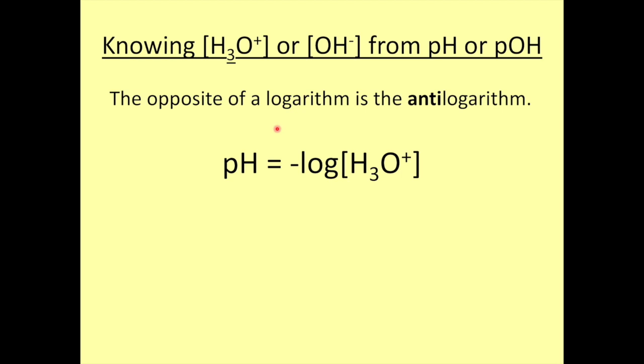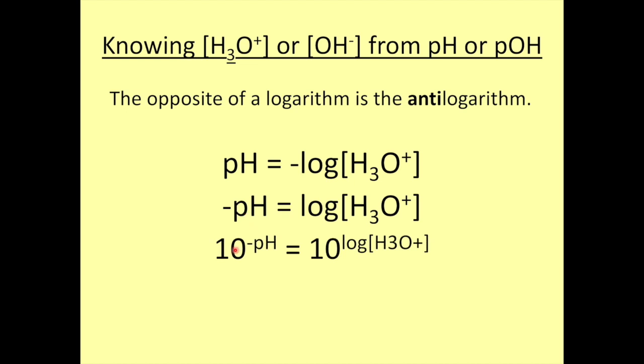Because if I have the pH equals the negative log of my hydronium, I'm going to move the negative over to the other side. Okay? What I'm going to try to do is pretend that this is like my X value, and I'm going to try to isolate this hydronium concentration. So I move the negative to the other side, and now I am actually going to raise both sides by the power of 10. I am allowed to do that because algebra rules say I can.